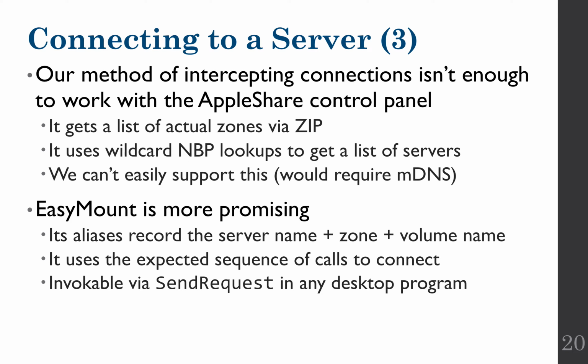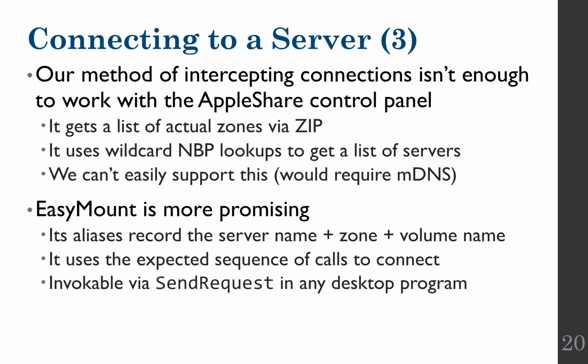and that's EasyMount. So what it basically does, it has these alias files which record the server name, the zone name, and the volume name to connect to. And it uses almost exactly that sequence of calls that I just showed to then connect to the server. And so we can actually work pretty well. We can intercept the calls from EasyMount, redirect them appropriately, and actually mount a server over TCP instead using that.